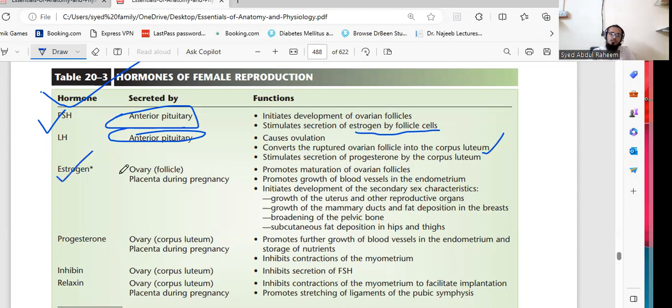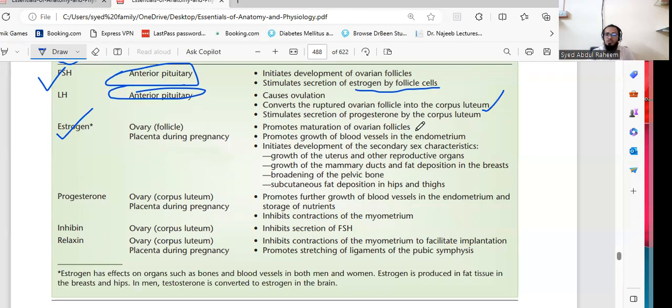Estrogen promotes maturation of ovarian follicles. Again, it will promote and provide blood supply, and will cause secondary sexual characteristics and growth of the uterus, reproductive organs, and mammary glands. Estrogen will prepare for pregnancy. Whatever necessary things there are, it will prepare, including fat deposition on the hips and thighs and broadening of the pelvic bone. It will create the environment.